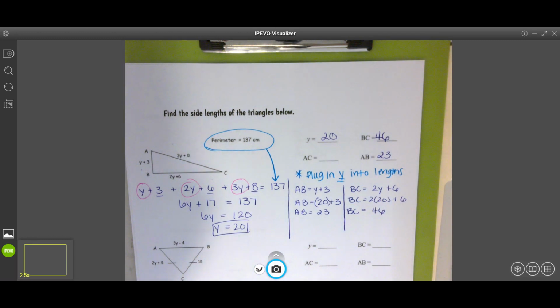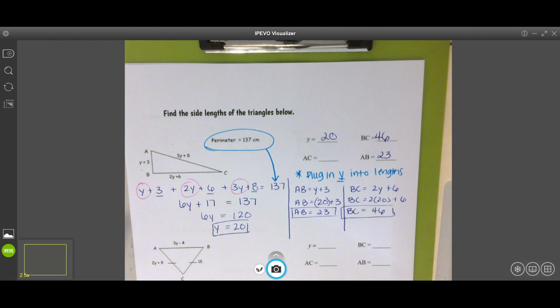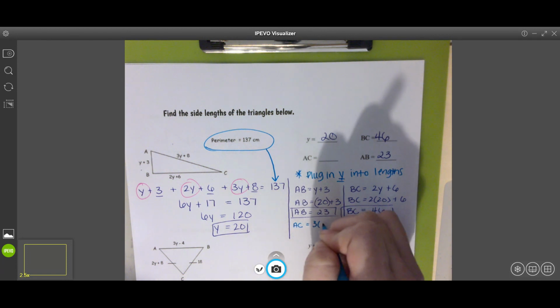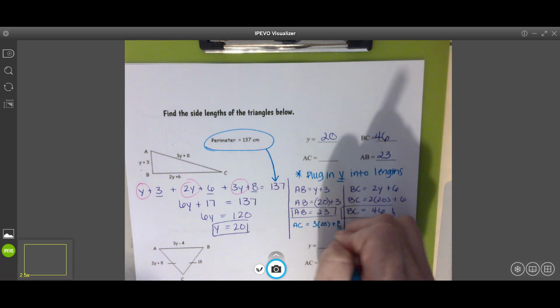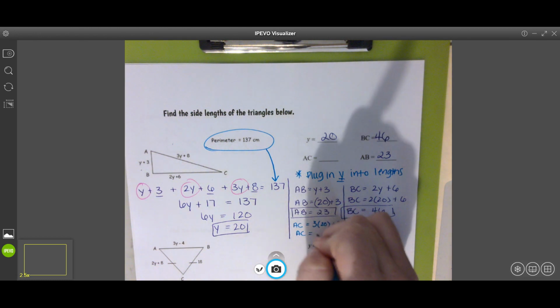And then we have the last one. I'm just going to change the color so you can still follow it. Let me circle those answers. So AC is 3 times 20 plus 8. So then when we multiply, we have 3 times 20, which is 60. Add 8, we have 68. So AC is 68.